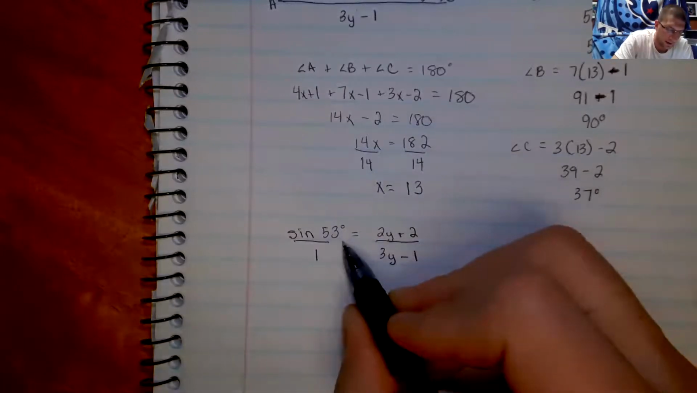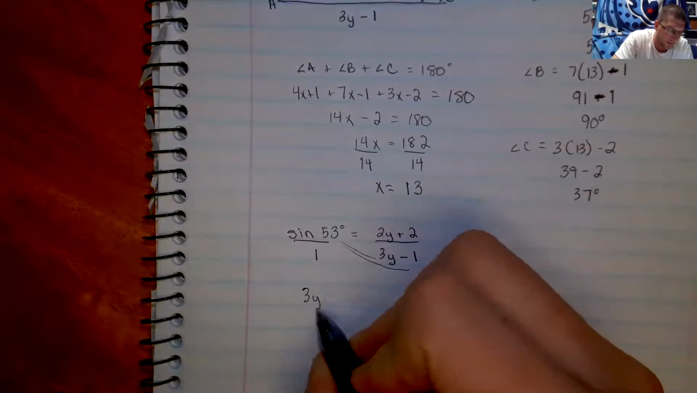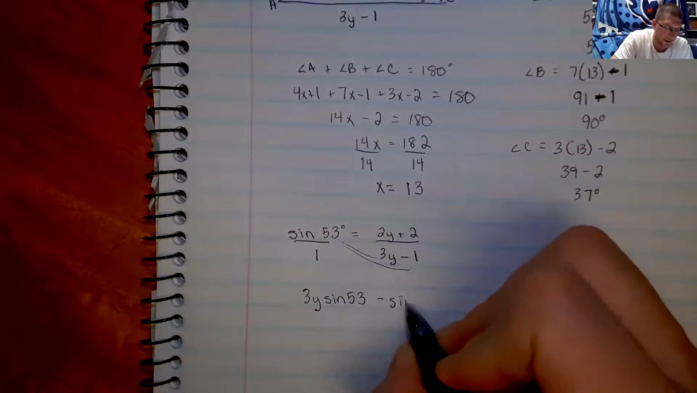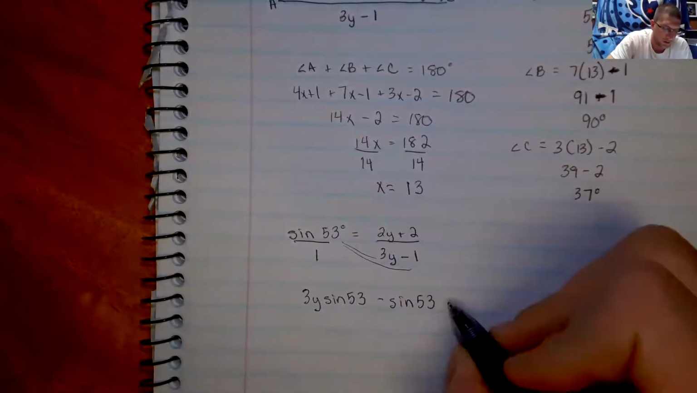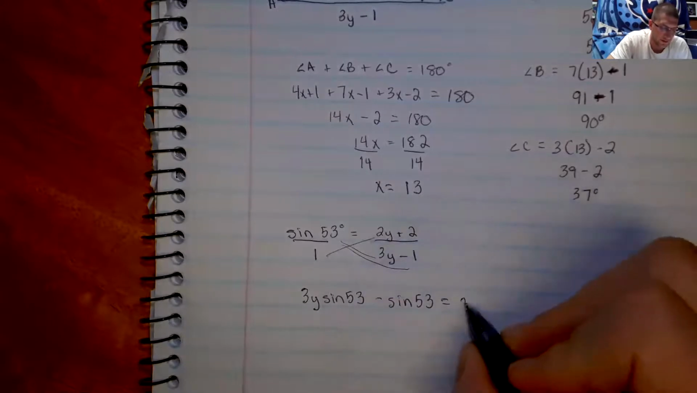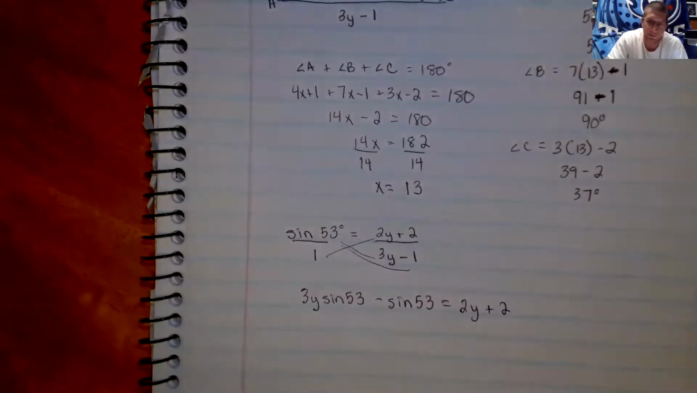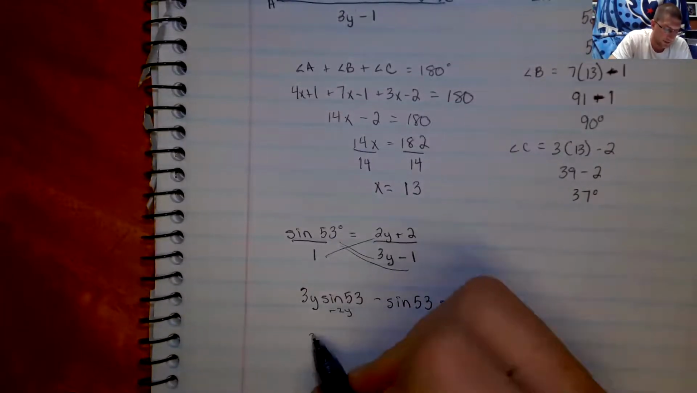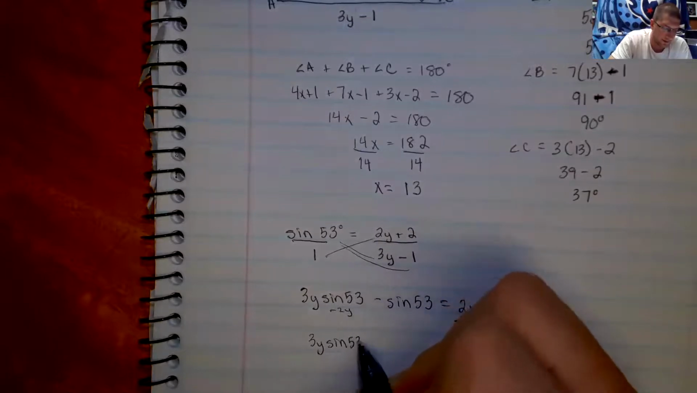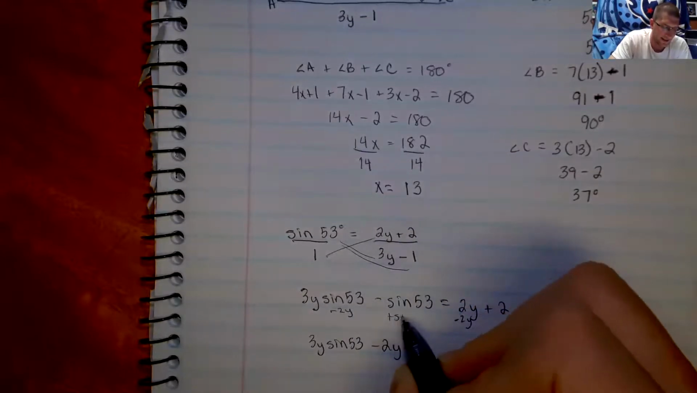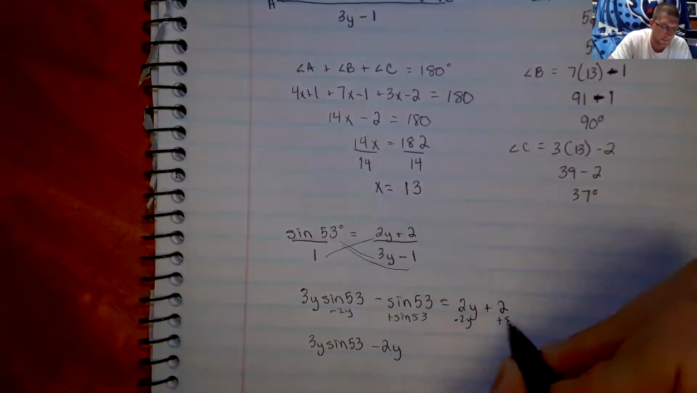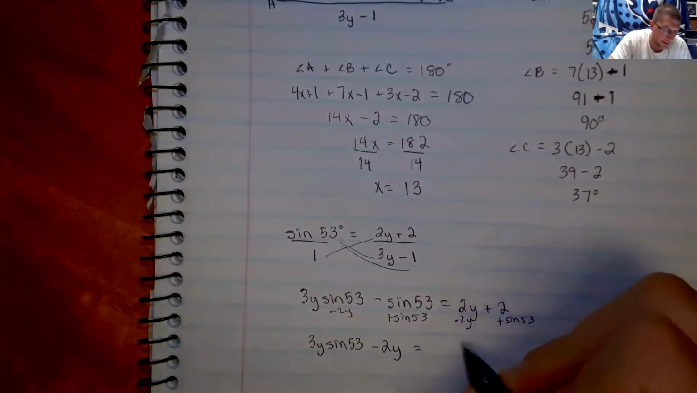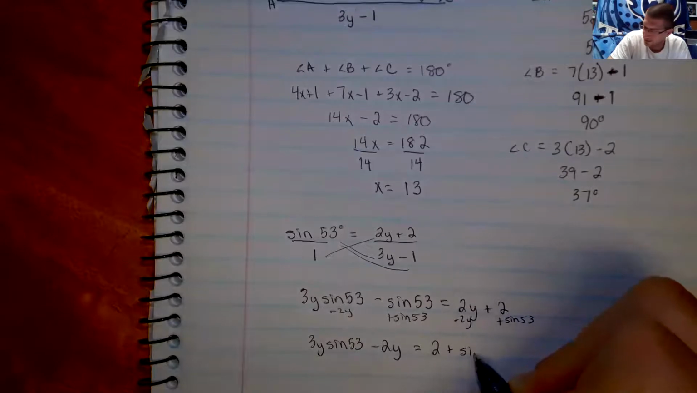If I cross multiply this way, I get 3y times sine of 53 minus 1 times sine of 53, which is just sine of 53. And that should be equal, if I multiply this way, to just 2y plus 2. Let's get our y's on the same side, so I'm going to subtract 2y over. So I'm going to have 3y sine 53 minus 2y. Let's add this sine of 53 over as well to get rid of it. We're essentially trying to get the y's on the same side, everything else to the other side. So that's going to leave us with 2 plus sine of 53.